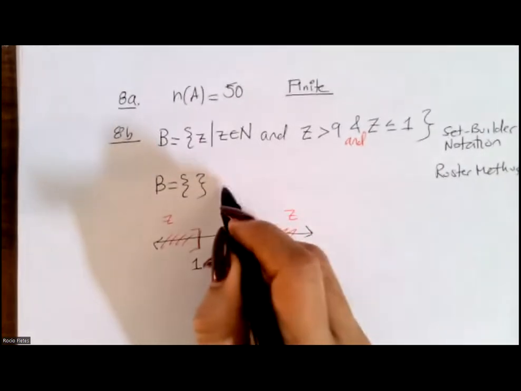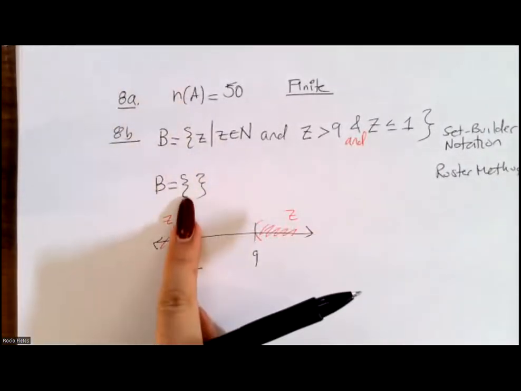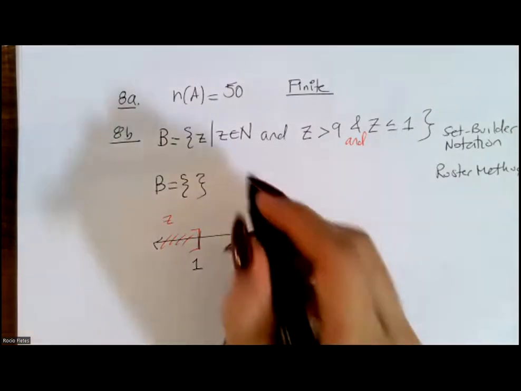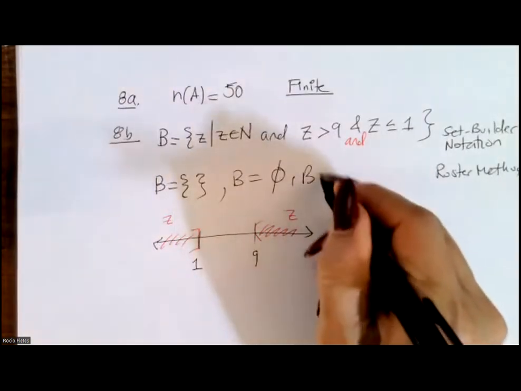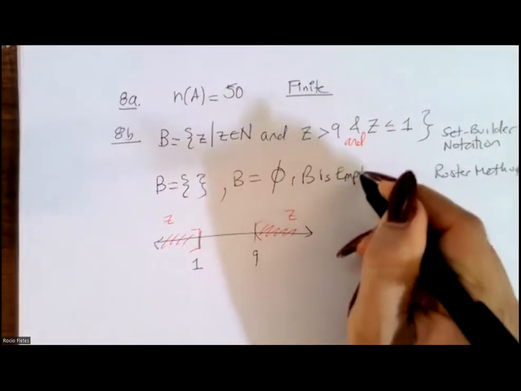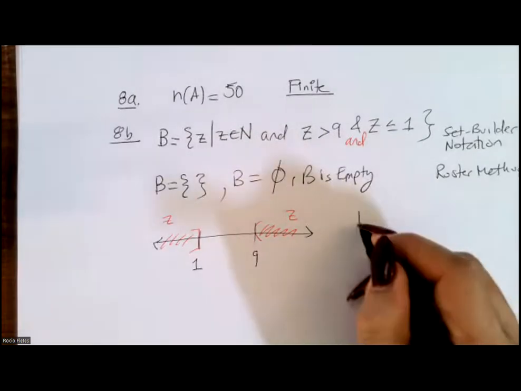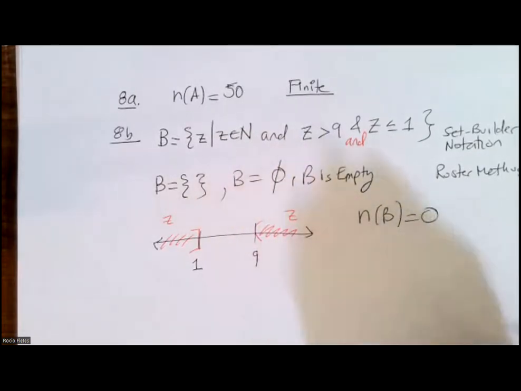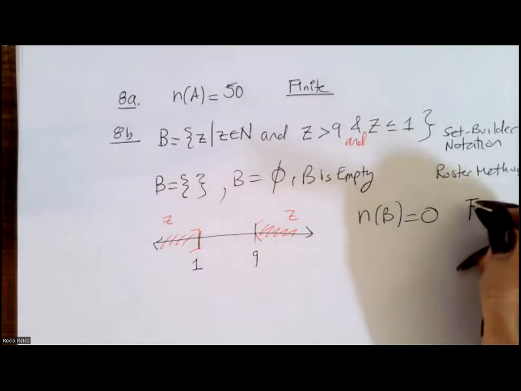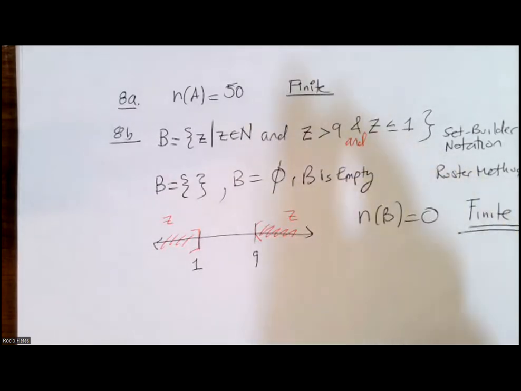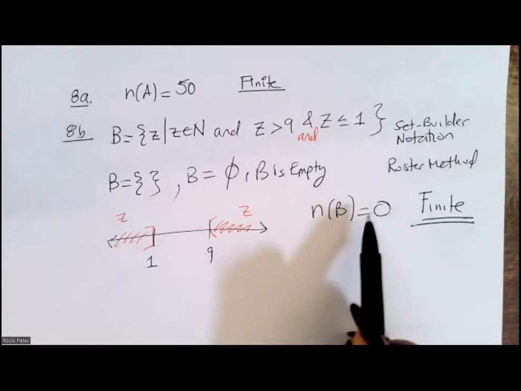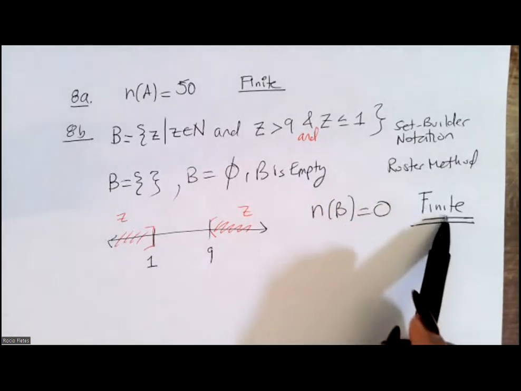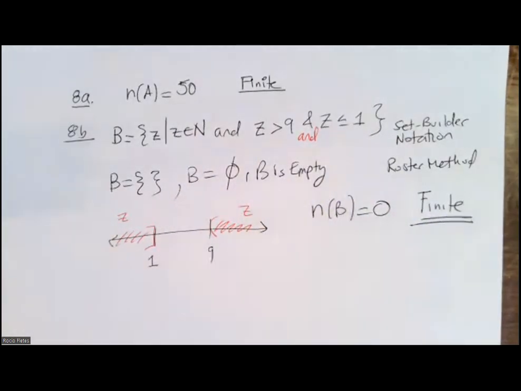You can also write it like this, right? The empty set. So B is the empty set. So B is empty. So therefore, what is the cardinality of B? The cardinality of B is 0. So this is also a finite set, right? It's finite because the cardinality is 0. Whenever the cardinality is a natural number or 0, then that means that you have a finite set.